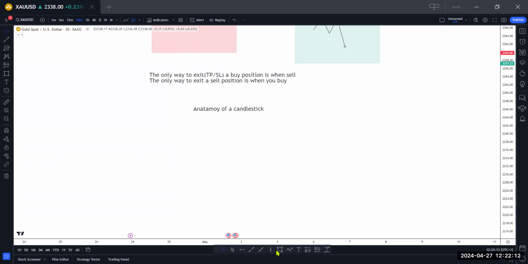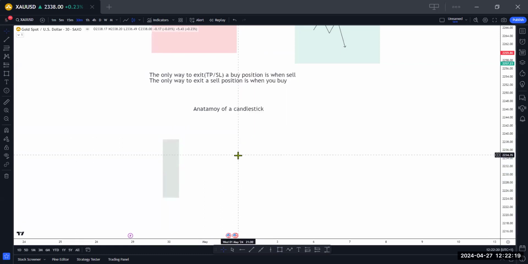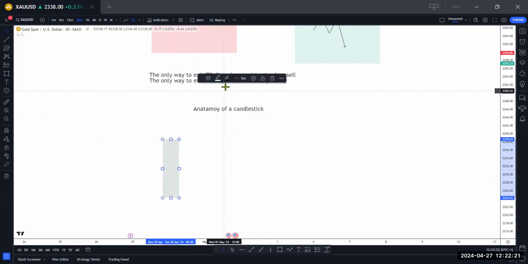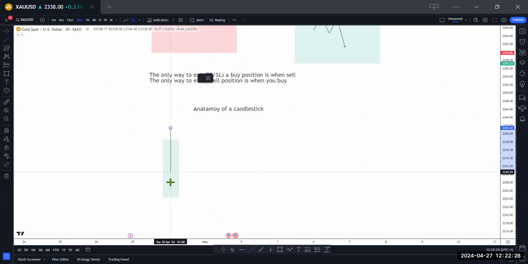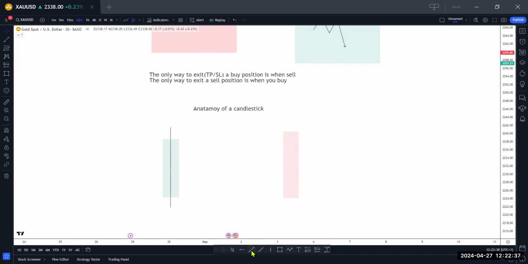So let's say, for example, we have this buy candle, right? Green is buy. Green has to be very green, right? So green is buy, and you also have a sell candle, right? Sell is red, right? Okay, so you have a sell candle right here. So these are very basic stuff that you have to just pay attention to.